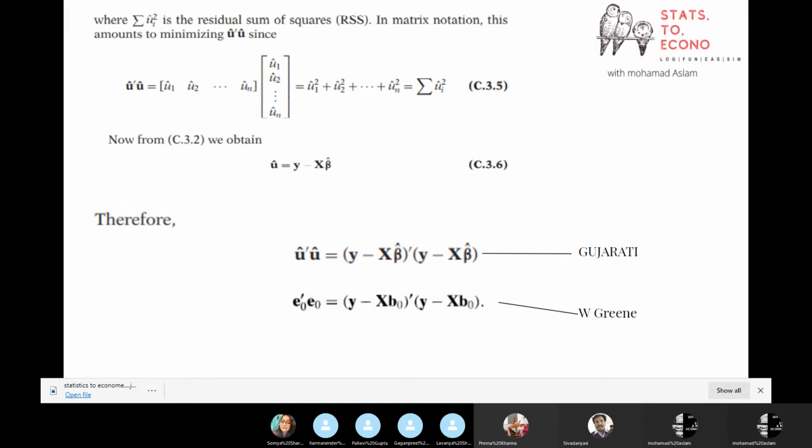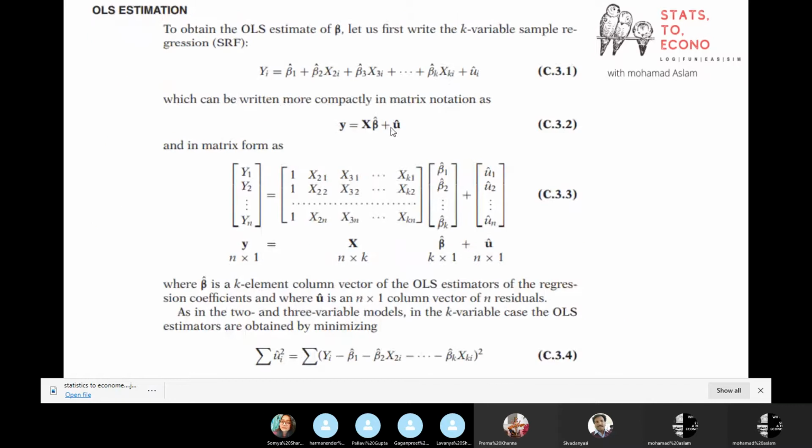Yesterday we minimized summation u hat square, and then we got the estimates of beta 1 hat and beta 2 hat. Again we are going to do it, the process is the same, only now in place of simple equations we have a matrix. So u hat transpose into u hat, where u hat is from this equation: y minus x multiplied by beta hat.